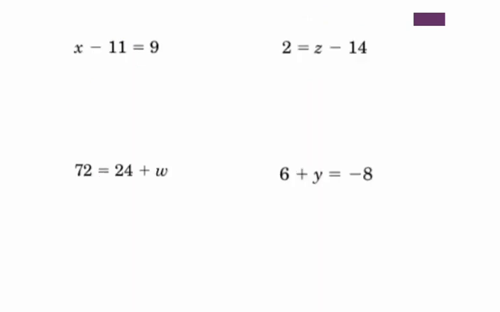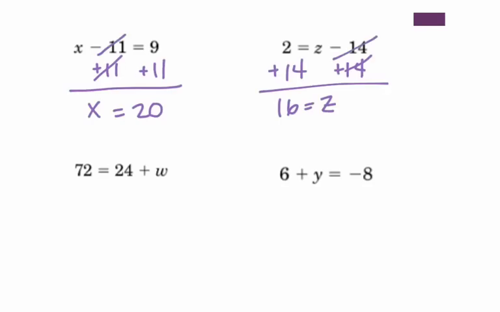All right, how about you pause the video and try these 4 on your own. All right, so that first one, we have to add 11 to both sides. That would be the inverse operation. So we get x is equal to 20.